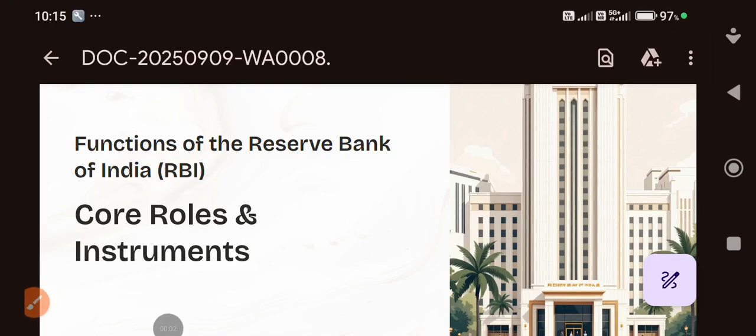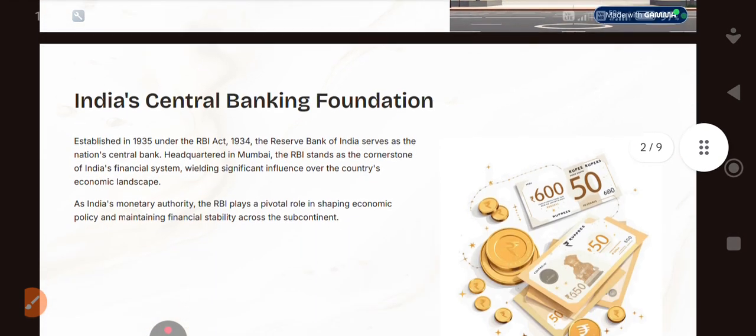Today we are going to discuss the functions of RBI, which is very important for the RBI exam. So let's start the video. Today we are going to explain the functions of RBI and its core roles and instruments. Okay, now let's move to the first point.